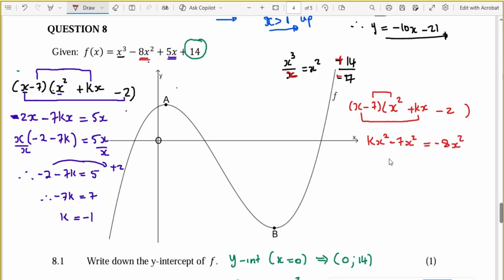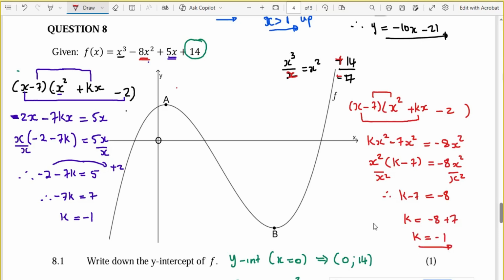Okay. Right? So I can take x squared out as a common factor. I'm left with k minus 7, and this is minus 8. The goal is to cancel out x squared all the time. Therefore, I'm left with k minus 7 is equal to minus 8. Therefore, k will be minus 8 plus 7, which is minus 1. So it's up to you what you need to work on.